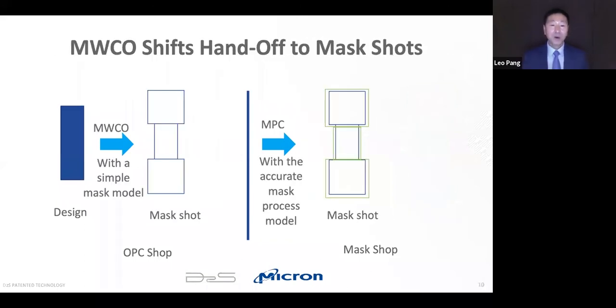In this new flow, we are actually going to generate the shots in the OPC shop. We take the design at the OPC shop, run true mask ILT with MWCO, and generate those shots. We do use a mask model, and this is a simple mask model. Once we generate those shots, we give the shot list to the mask shop. And they can do MPC using a more accurate mask process model. But they don't have to do fracturing anymore because we already have the shots. So that's the difference in the flow.